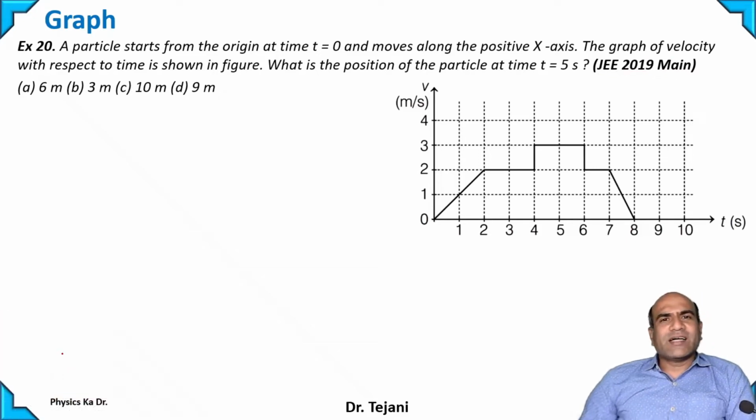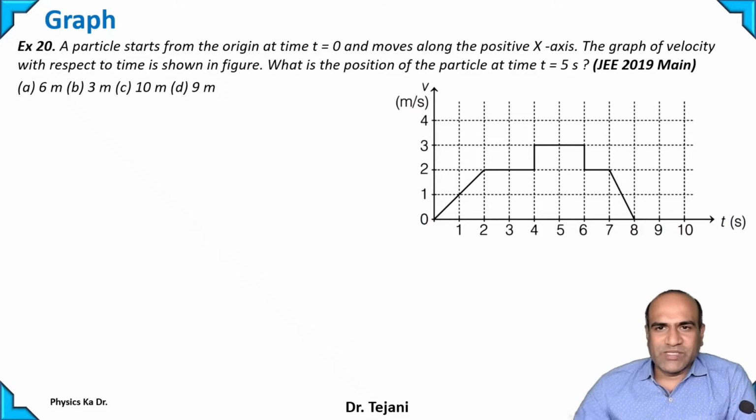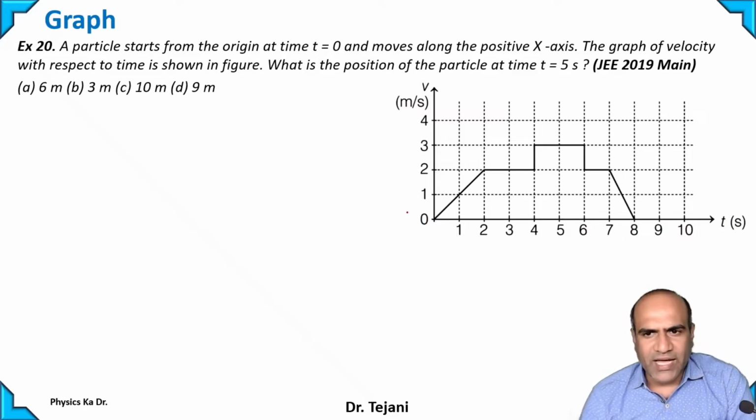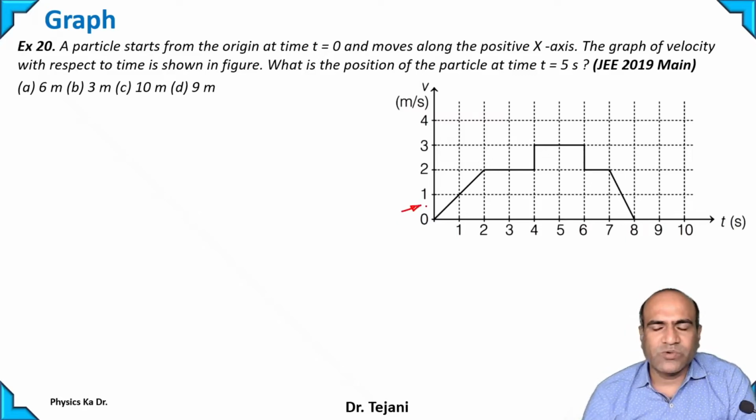A particle starts from the origin at t = 0 and moves along the x-axis. The graph of velocity with respect to time is shown in the figure. So directly this figure is given. Just do not read the story. What is the position of the particle at t = 5 seconds? So it is given here, 5 seconds.